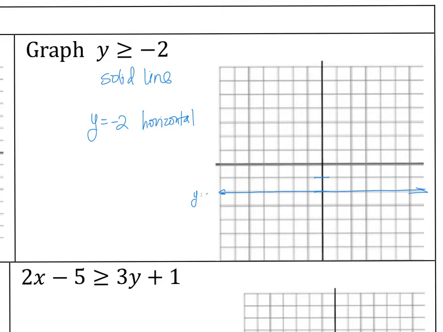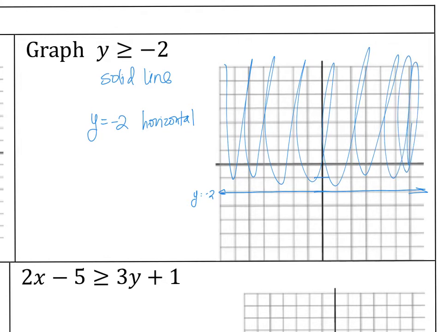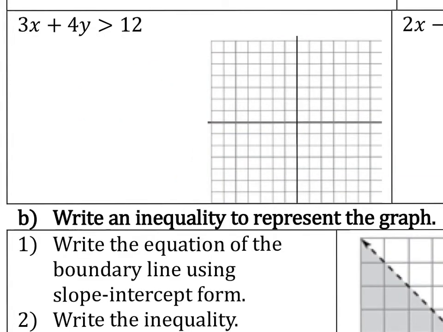Let me first label this and shade everything. And this would be the solution of the inequality, y greater than or equal to -2. For this inequality, we need to first find the boundary line by setting this equal to an equation, and the x-intercept will be 12 divided by 3, which is 4, and the y-intercept will be 12 divided by 4, which is 3, so 0, 3.